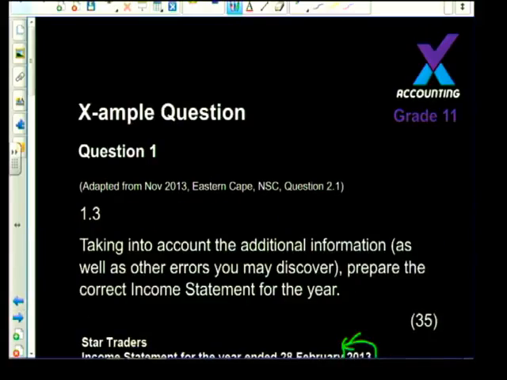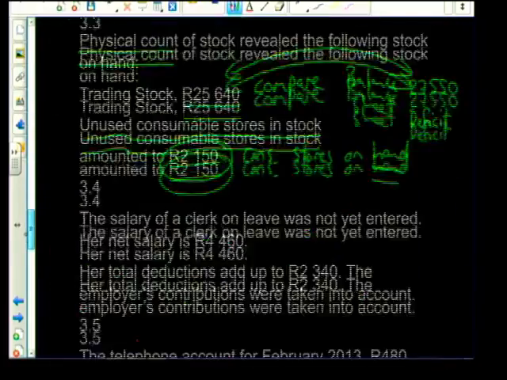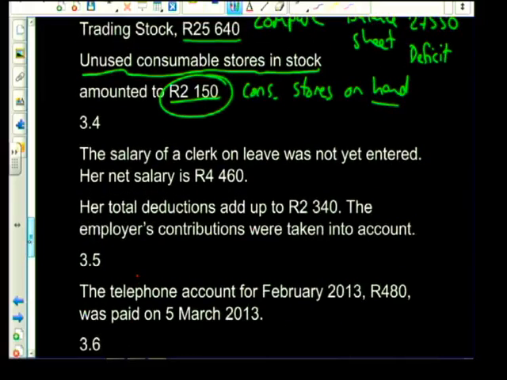If we now look at our next adjustment, our next adjustment is this item here. It tells us that the salary of a clerk on leave was not yet entered. Her net salary is 4,460. Her total deductions add up to 2,340, and what it tells us is that the employer's contributions were taken into account. What you need to remember is that this is the salary of a person who is on leave. We haven't entered this at all. So we have to record this in the way we normally would.